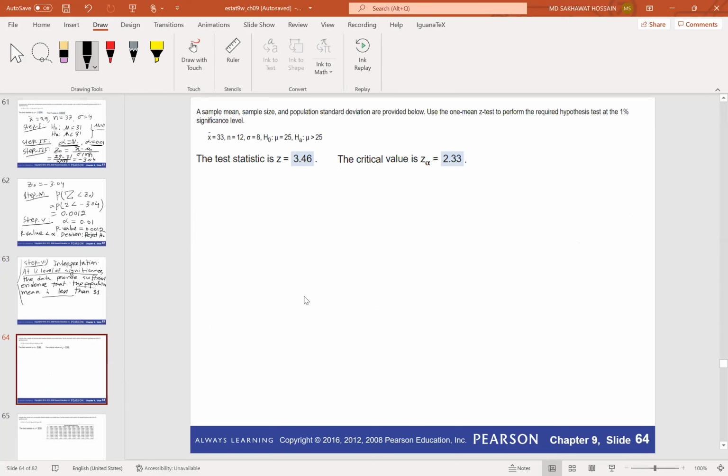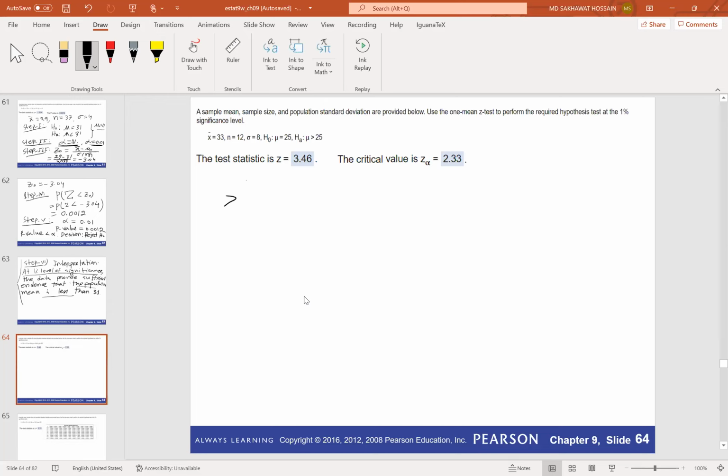So we'll go over some more examples. We went over the left tail test. Now we'll go over the right tail test. A sample mean, sample size, and population standard deviation are provided below. Use the one mean z-test to perform the required hypothesis tests at the 1% level of significance. So here also the level of significance is 1%.